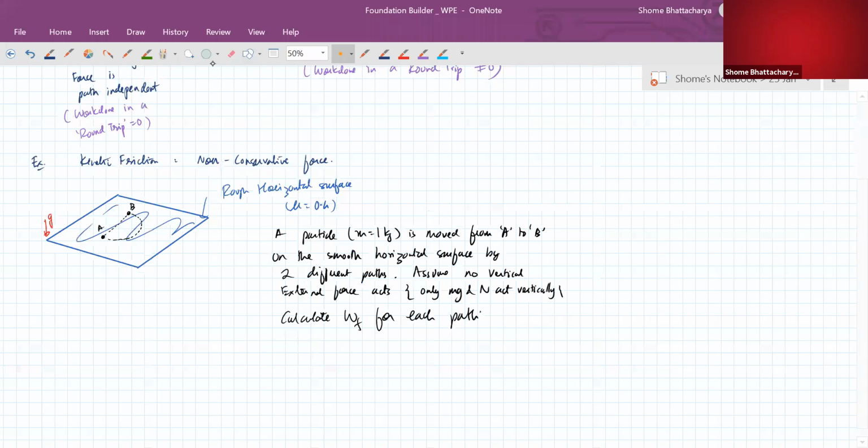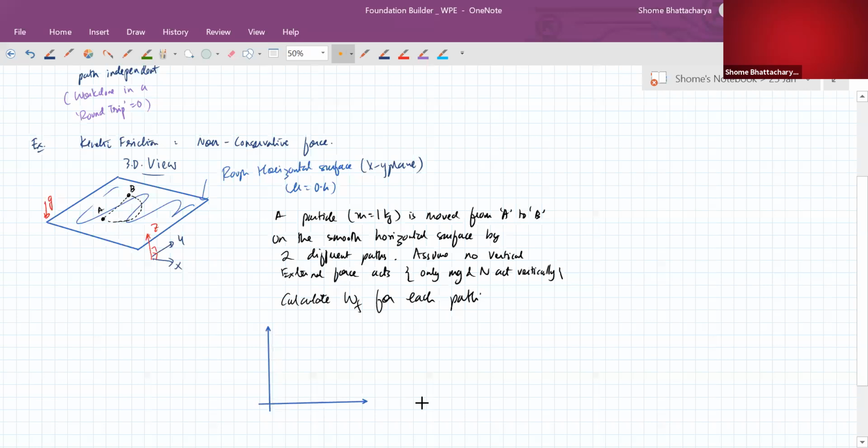Now let us see the same situation in the horizontal plane in a two-dimensional case. This diagram we have made here is like a three-dimensional view, where let us say this is our x-axis, this is our y-axis, and this is the z-axis perpendicular to them. That's the xy plane. Now let's make a two-dimensional diagram.